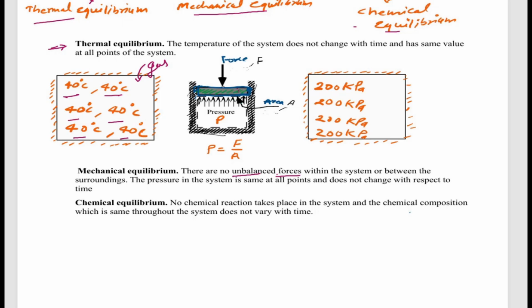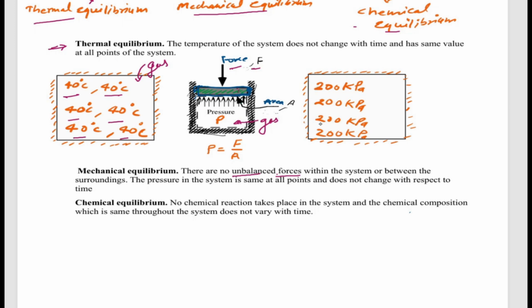Here the external force is F. When it is in mechanical equilibrium, in this case, P, the pressure of the gas inside, equals F upon A. So we will say this system is in mechanical equilibrium, because there is no external unbalanced force.